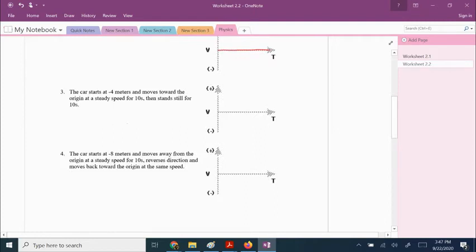Car starts at negative 4 meters and moves towards the origin at a constant speed for 10 seconds, then stands still for 10 seconds. Let's take a look at that. Here we are at negative 4. We have our negative numbers over here, 0 right here, positive numbers over on this side. Our little car starts here and moves towards the origin, so that's again the positive direction. It does that for 10 seconds, so who knows how far it goes, it doesn't really matter. And then it just stops. So it travels in the positive direction for 10 seconds, and then it stops for 10 seconds, so it will have a velocity of 0 for 10 seconds.